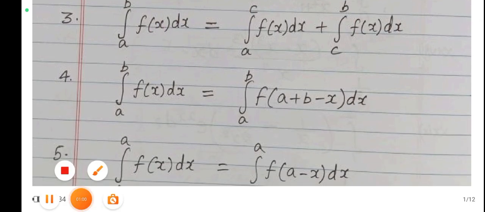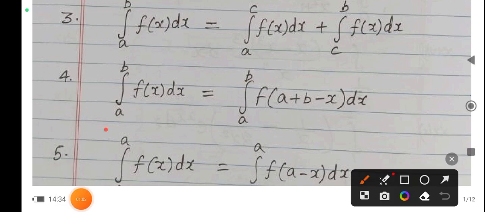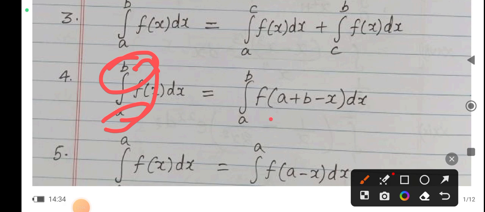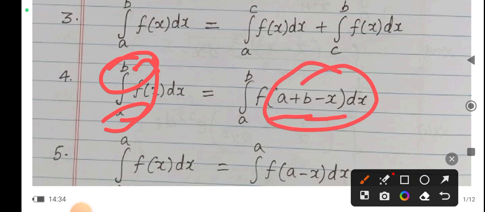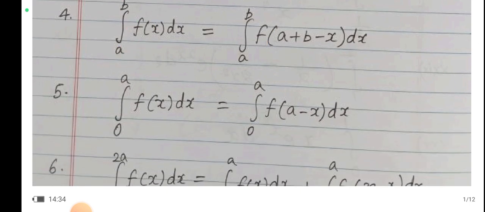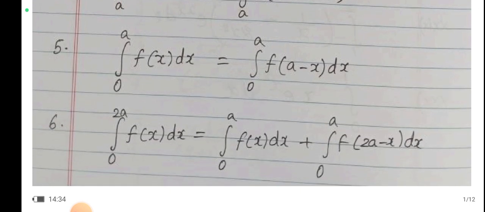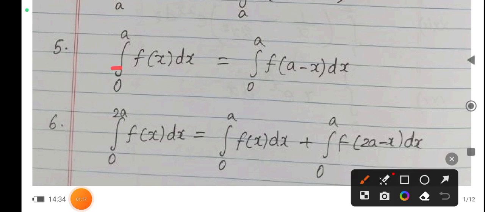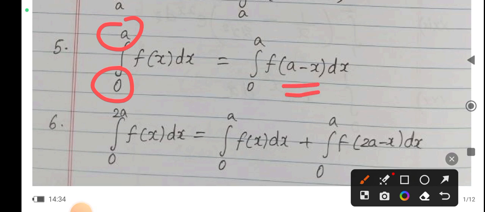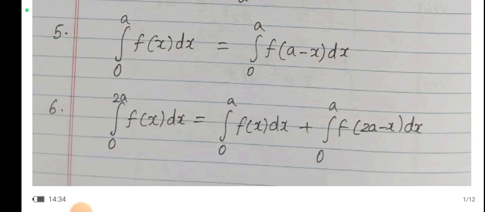Then the fourth one, also very familiar, a to b is there. In that property, a and b we have to add, then minus x: a plus b minus x. Integral a to b f of x dx is integral a to b f of a plus b minus x dx. Same way, here instead of a and b, 0 and a is there: 0 plus a minus x. So you will get f of a minus x dx.